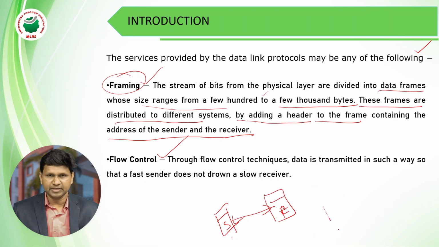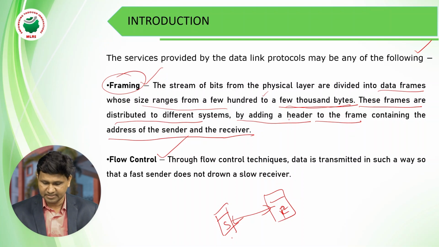So that's the reason frames play a vital role in the data link layer. Size is also very important in computer networks for sending and receiving data. Here the size ranges from a few hundred to a few thousand bytes, so the range is higher than the physical layer. These frames are distributed to different systems.